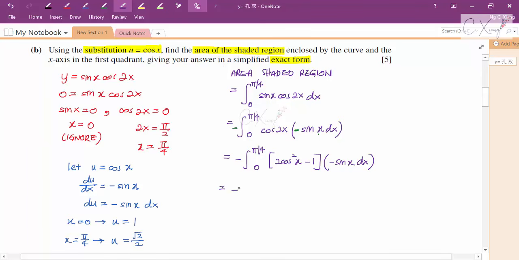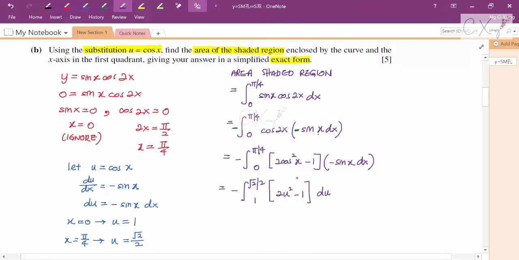Then I will try to change everything into the value of u, and also the terms in terms of u. So pi over 4, it is square root 2 over 2. When x equals 0, u equals 1. 2 cos squared x, you can rewrite as 2u squared, because cos x equals u. Minus 1, you just copy it as minus 1. Negative sin x dx is equal to du, therefore you can change it to du.